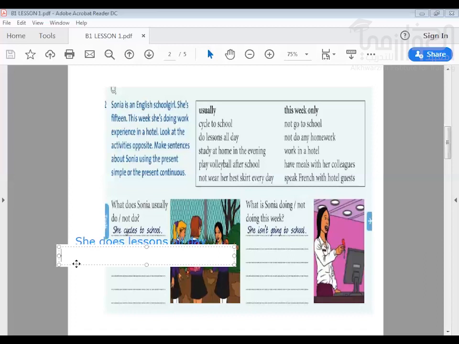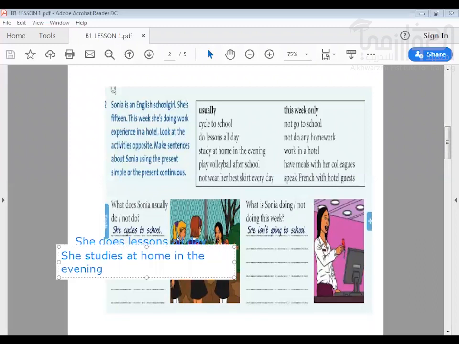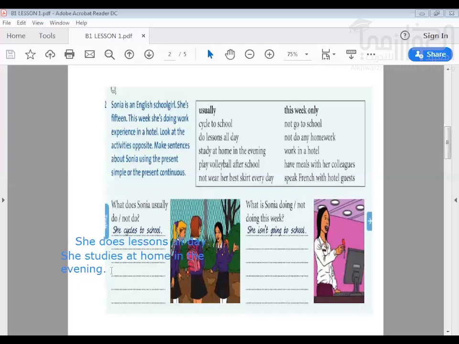So we have here, she studies at home in the evening. So this will be the answer. She studies at home in the evening. That is for the next.